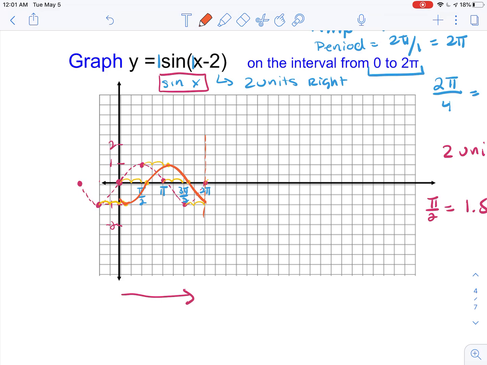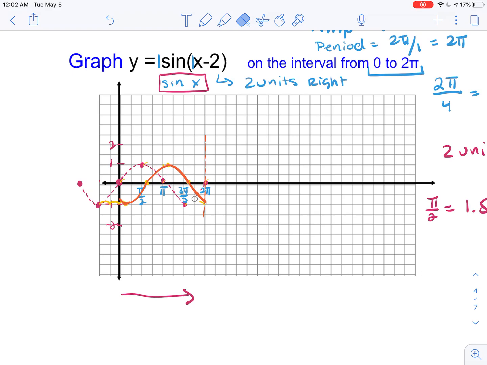Similarly, we need to make sure we start at 0. So since I'm at my minimum, remember, it's going to be going up just a little bit. So that's going to have a slight curve to it. Okay? And everything else is good.